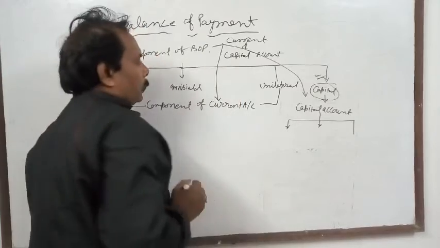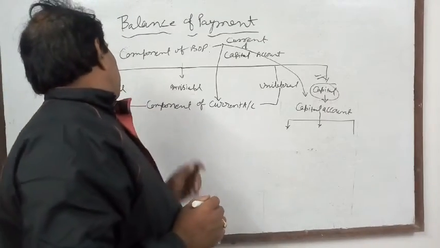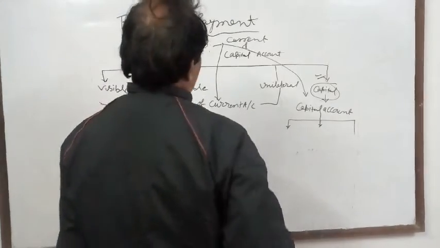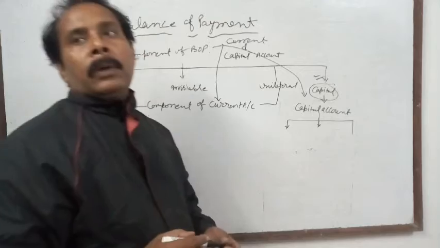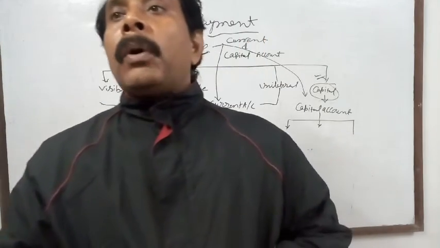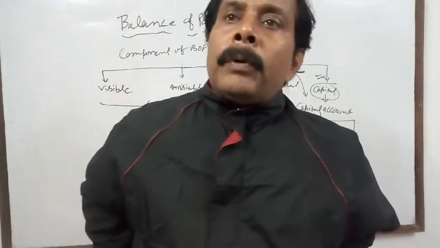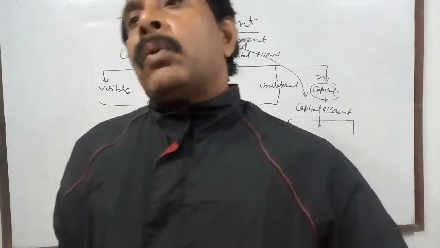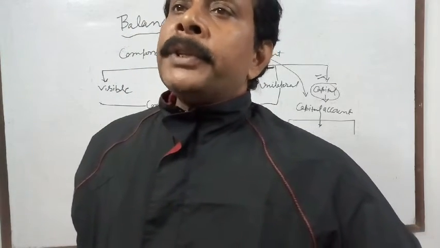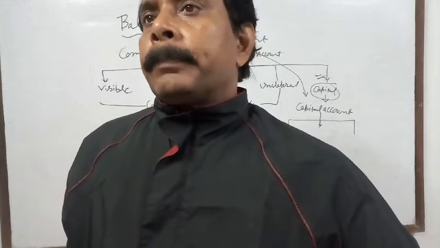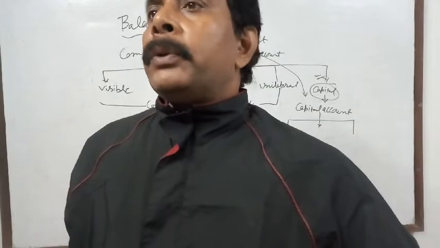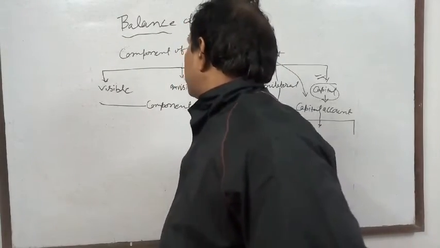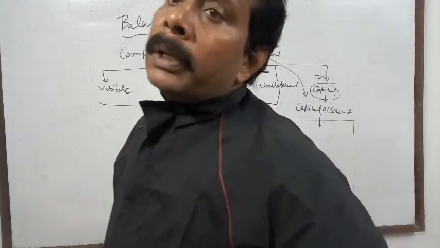Clear? So components of current account are visible item, invisible item, and unilateral transfer. Okay, so these are the three main components of current account. Clear? So first of all, we will define the current account. It refers to an account which records all the transactions relating to export, imports of goods and services, and third, the unilateral transfer during a given period of time. And that's why it has three main components: one is the visible, next invisible, and last, the unilateral transfer.